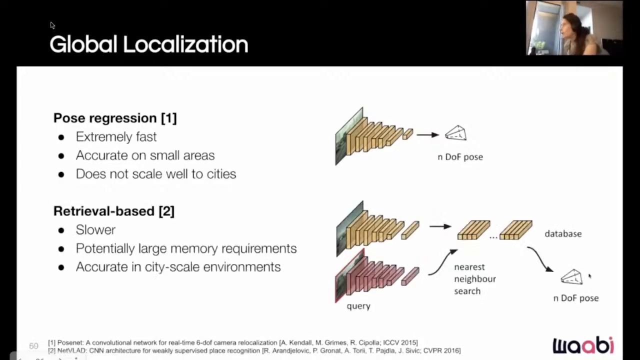Retrieval-based methods, on the other hand, are slightly slower, and they have potentially larger memory requirements because they have to store the entire observation database, but they tend to be more accurate at large geographical scales. Now, take this with a grain of salt. As neural networks with billions of parameters become more and more common, they are starting to become larger than a lot of databases, and inference could eventually be slower than retrieval.